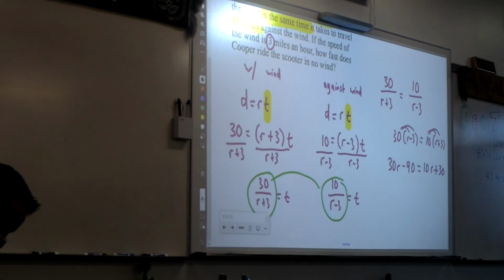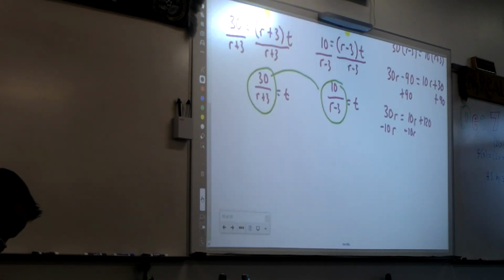You multiply by r? Or not multiply? Well, so I'm just right here. Come down to this one with me. Let's get the r's together and get the numbers on the other side. Oh yeah, add the 90. Get that 90 over here with the 30, okay? So that's 30r is equal to 10r plus 120. And then subtract the 10r from the right side. So then I get 20r is equal to 120, okay? And divide by 20. 120 divided by 20 is 6.